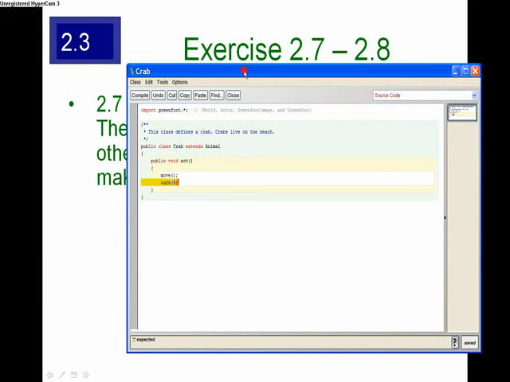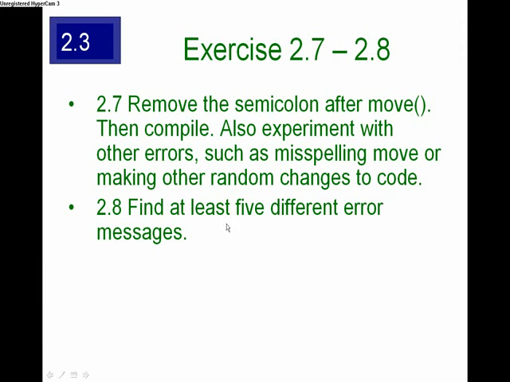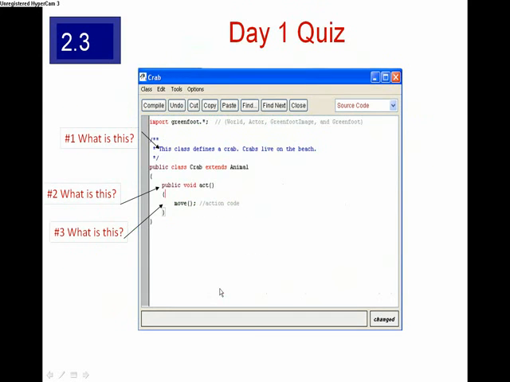Okay, and I want you to remove the semicolon. Alright, experiment with other errors. Mess around with different things and see what other error messages you can come up with. Okay, so at least 5 different error messages, and write down each error message that you introduced. Basically, write down what the error message was and what you did to get it.